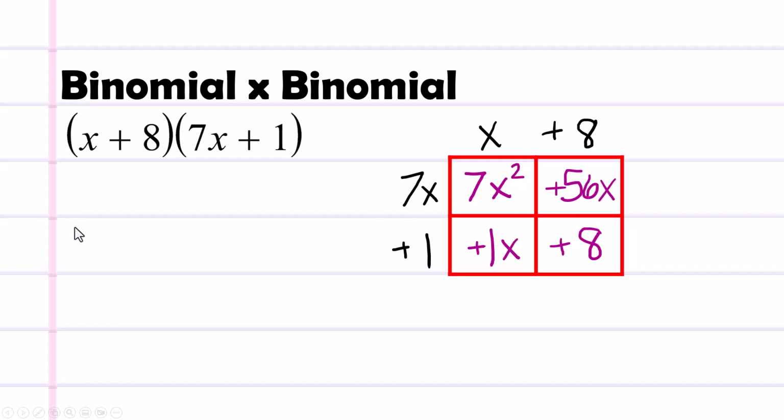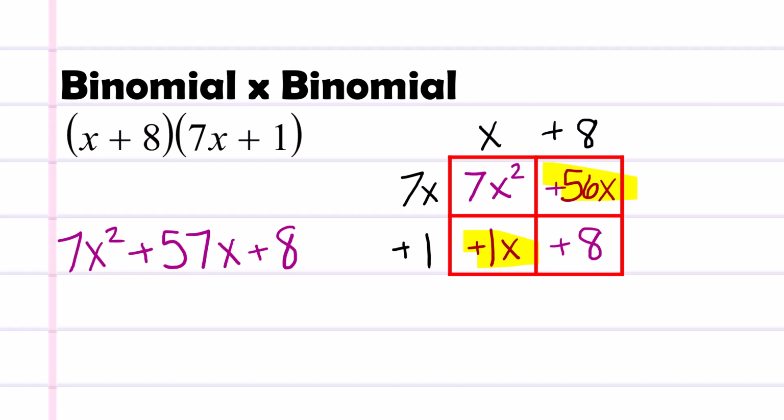Now, you're going to get 7x squared, 56x, and 1x. You can write it out. I'm going to just add them from the boxes. That's going to be 57x. And then the 8 comes along. So this is our final answer.